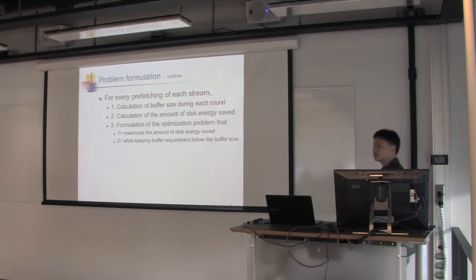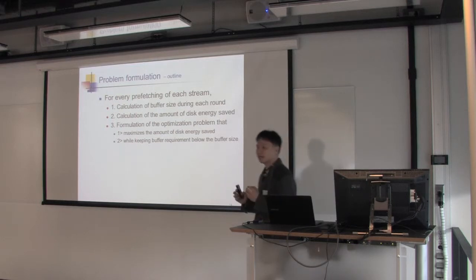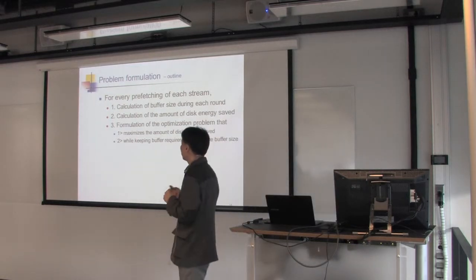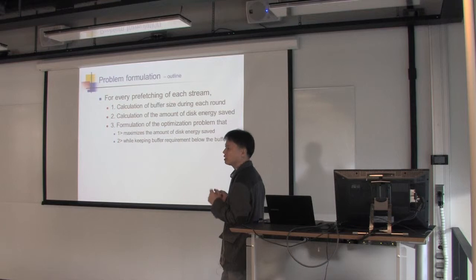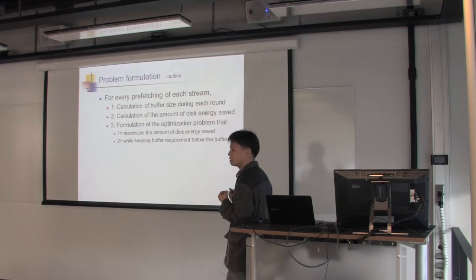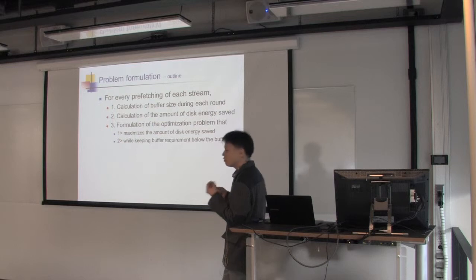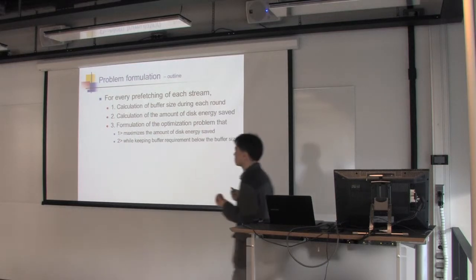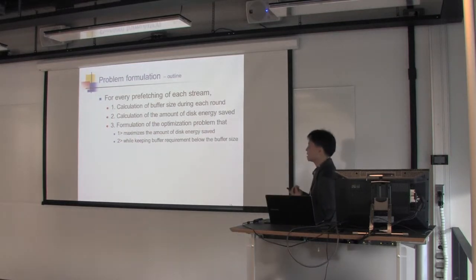So to summarize, now let me formulate the optimization problem. To establish the optimization problem, for every prefetching of each stream, we calculate the buffer size during each round. We calculate the amount of disk energy saved by allowing prefetching. Based on this, we formulate the optimization problem to maximize the amount of disk energy saved while keeping the buffer requirement below the buffer size.